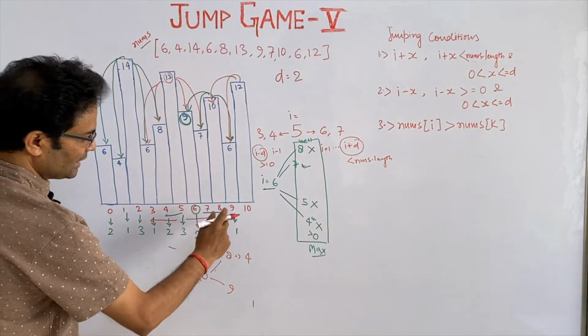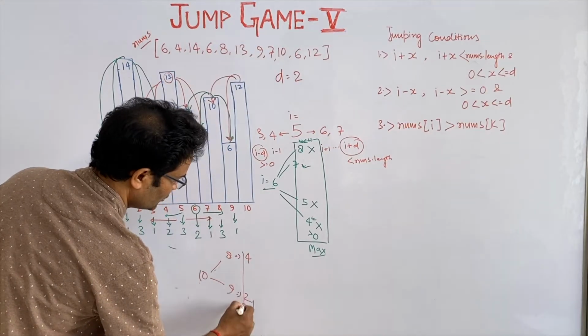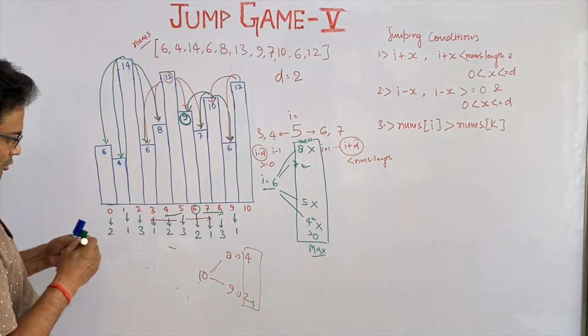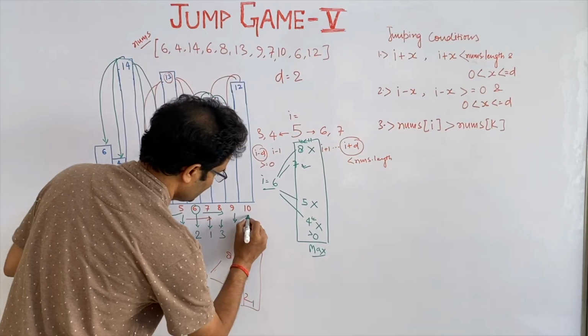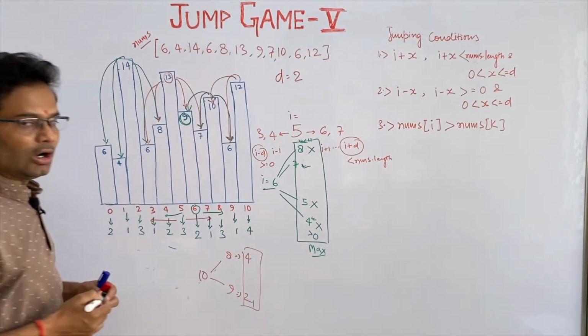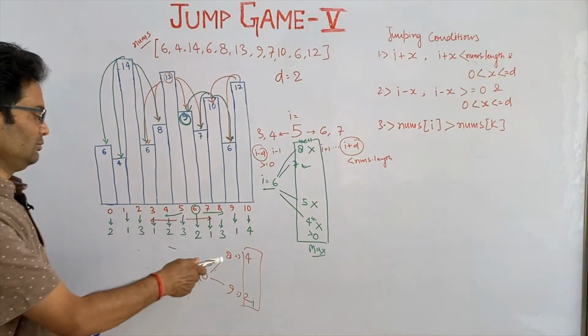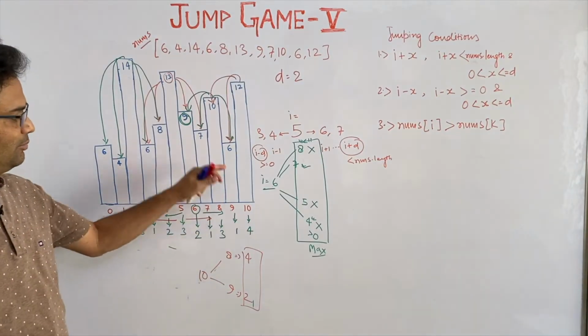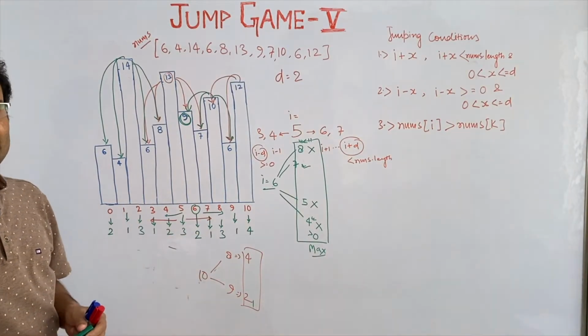10th itself 1, 9 is equal to 1. So 2 is maximum 2. So 10 is the 4 value. So the output of this question is the 4, because if you jump from 10th, you can touch the 4 buildings.